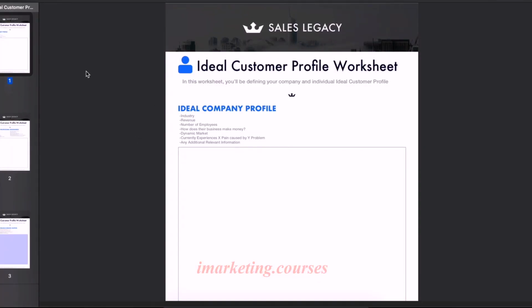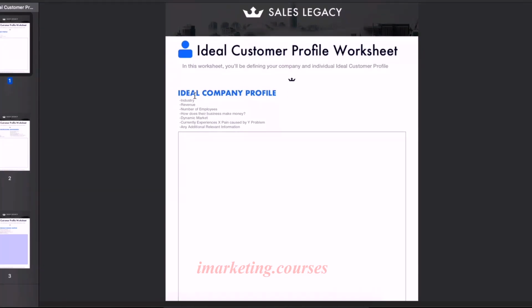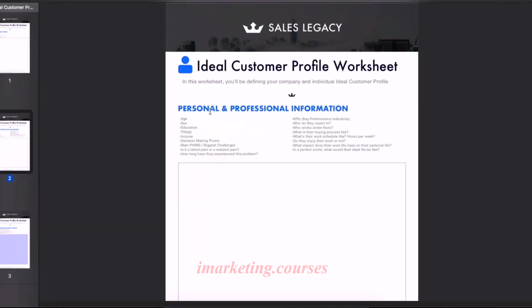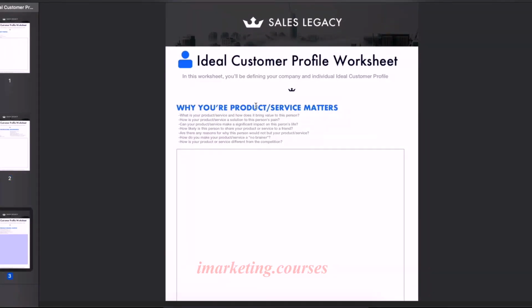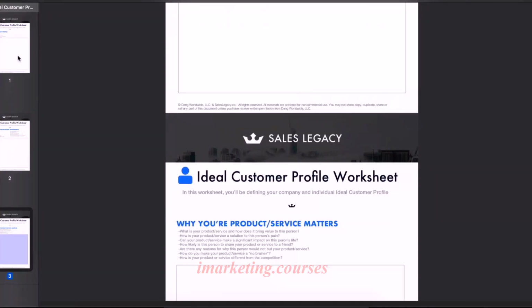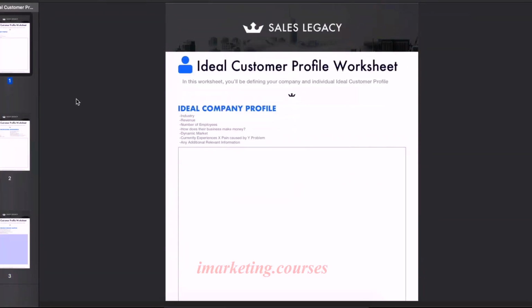So essentially, this worksheet is going to be 3 different pages, right? The first one is the ideal company profile. The second one is professional and personal information. And the last one is why your product or service matters. Why is it relevant for this specific individual? So with that said, let's dive into each page and go into the specific details.